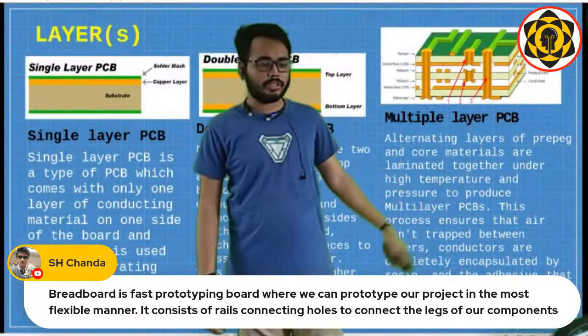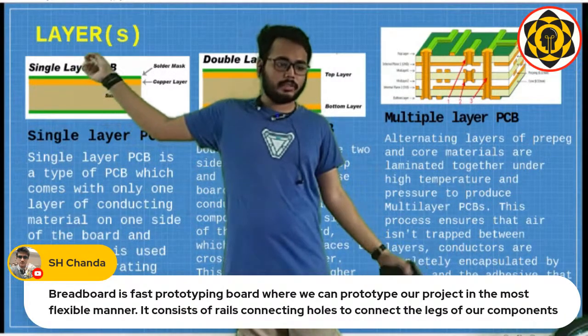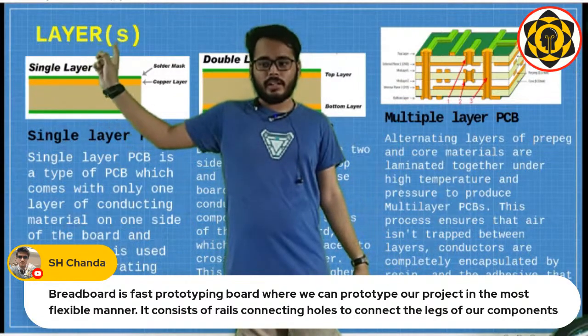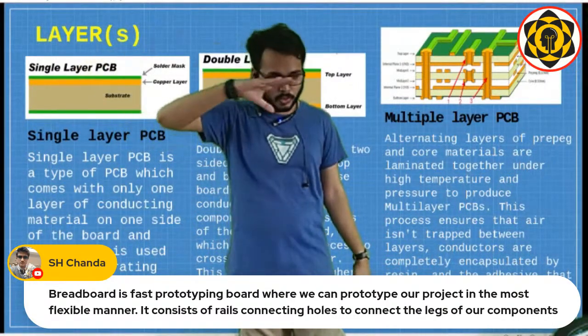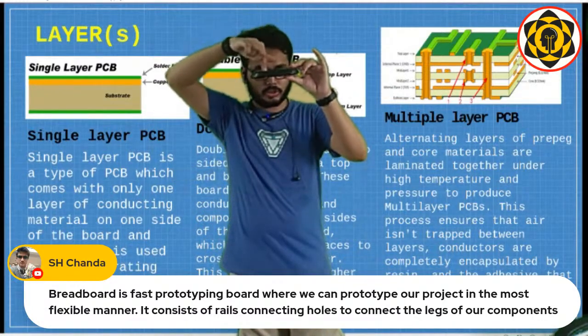And then as I was saying, these are single layer PCBs. As you can see, there is only one substrate, the fiberglass layer, one copper layer and one solder mask. So it's on one side only. Say this is the substrate, the copper is on the top only.